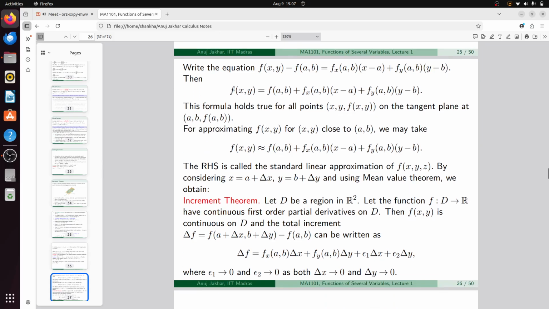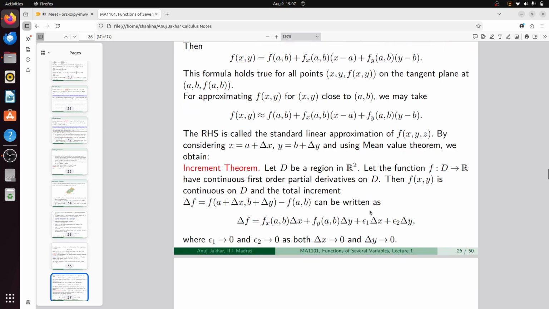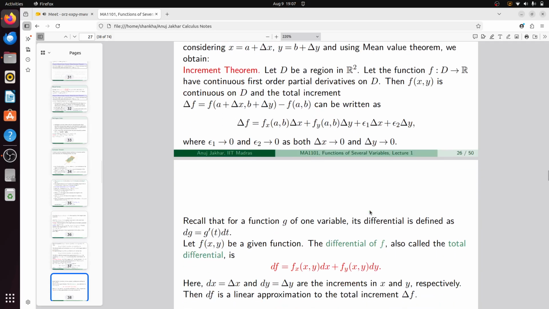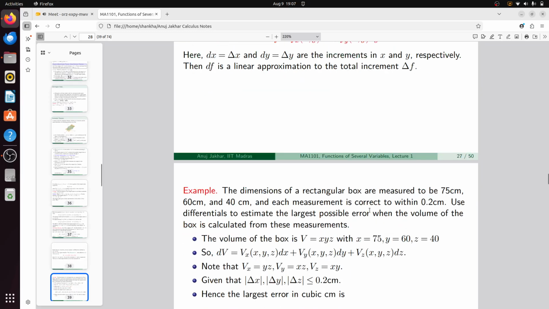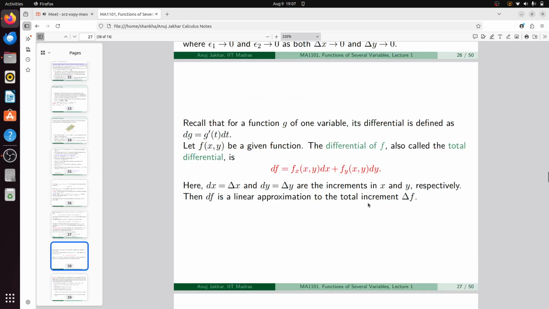So this is just what I have told, that the same thing is written here. This increment theorem is actually a very basic thing. Okay, we will skip a bit. Just increment. So the differential of f, also called the total differential, is df equal to fx(x,y) dx plus fy(x,y) dy. Here dx equal to delta x and dy equal to delta y are the increments in x and y respectively. Then df is a linear approximation to the total increment delta f.